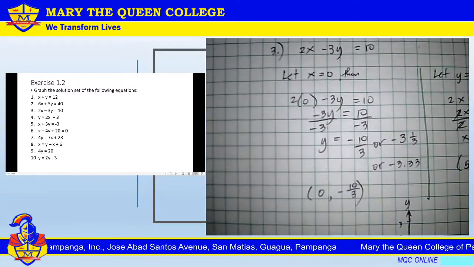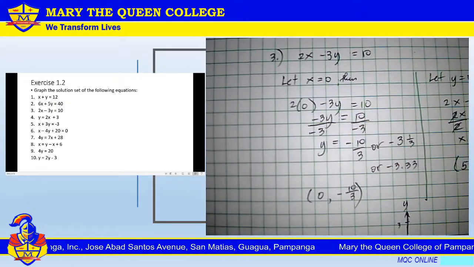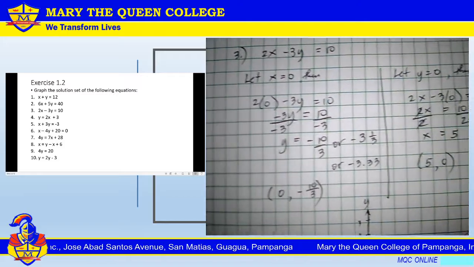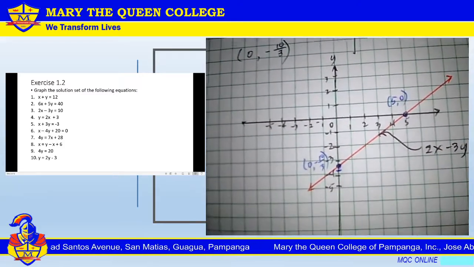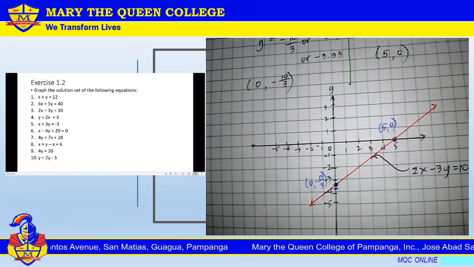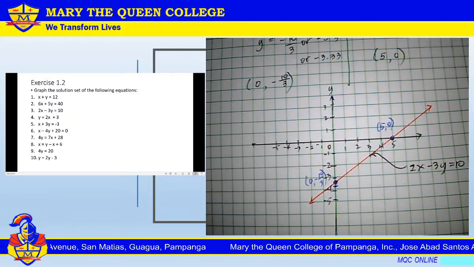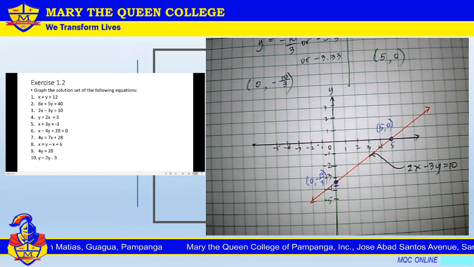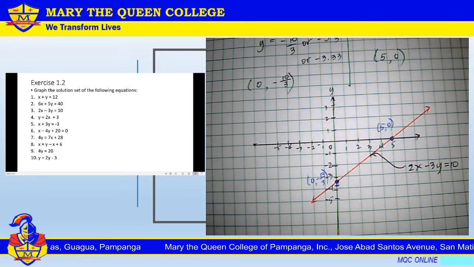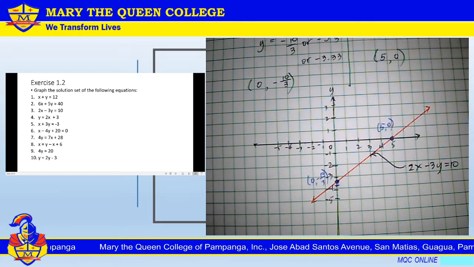Again, this is our given equation. Solve for the x and y intercept. And then create your Cartesian plane according to our set of ordered pairs that we got. Okay? Plot the points, connect the points, then label the graph. Okay? So that's how simple we have for number 3.